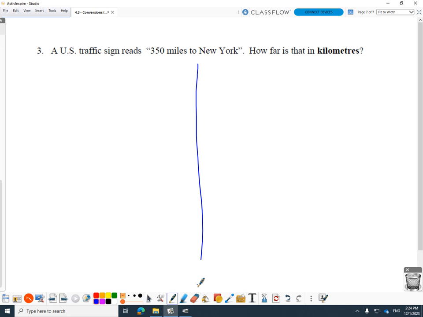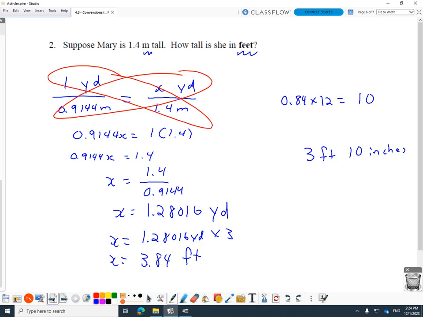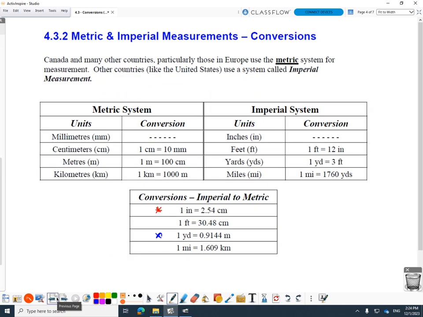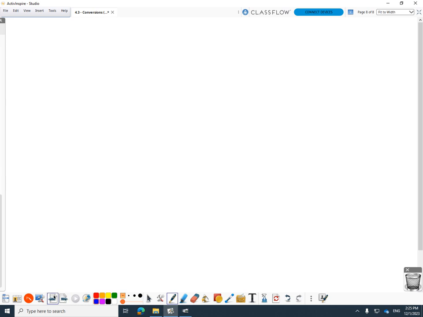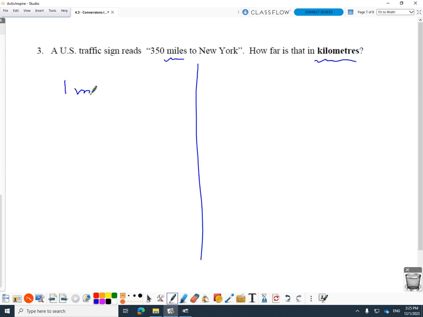What is this question trying to convert between? What are the 2 measurements? Miles to kilometers. And then we go to our chart and see, is there a nice miles to kilometers conversion? Yes. Good news. 1 mile is 1.609 kilometers. If you get that, you're happy.